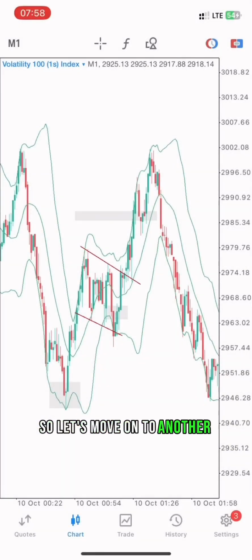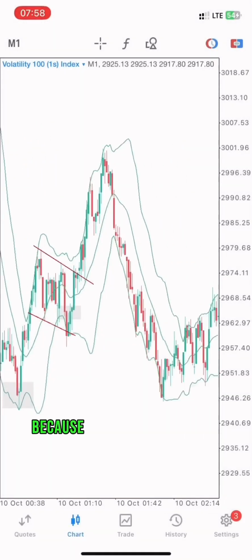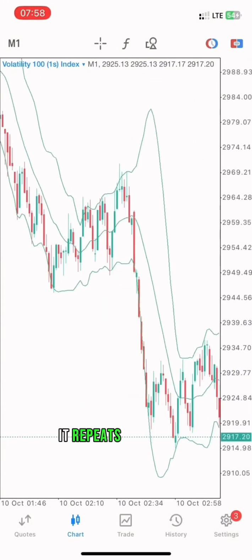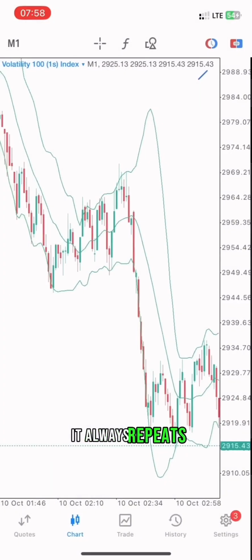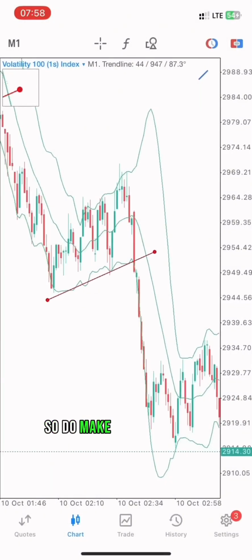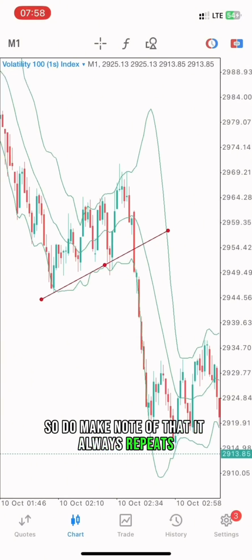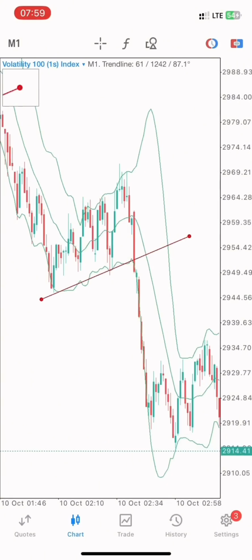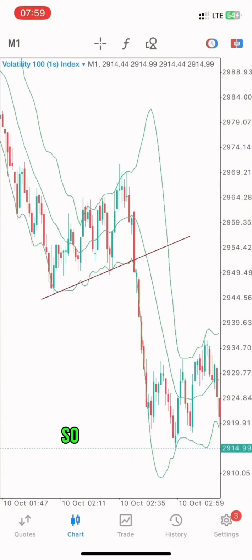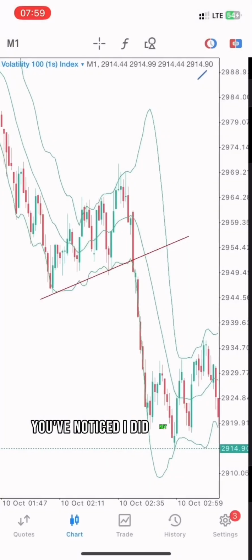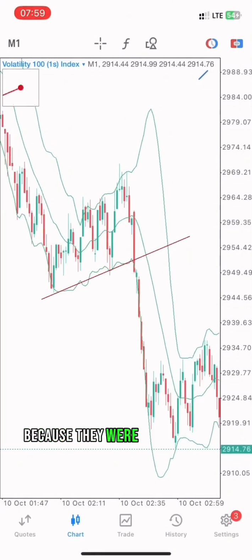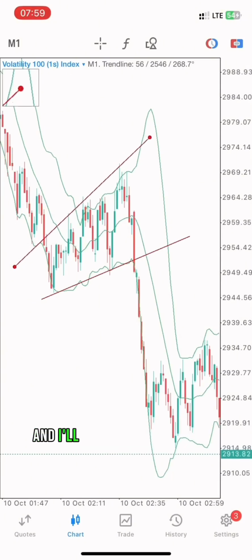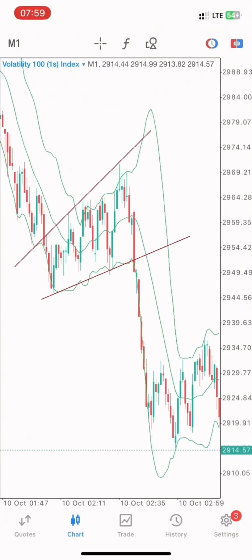So let's move on to another trade so that you can see, because what happens is that volatility follows, it repeats its patterns, it always repeats. So do make note of that, it always repeats. Right here I'm drawing trend lines. So in the first trade, you've noticed I did not use my Bollinger Bands because they were not important. There will come a time when they will be important, and I'll show you how and why.